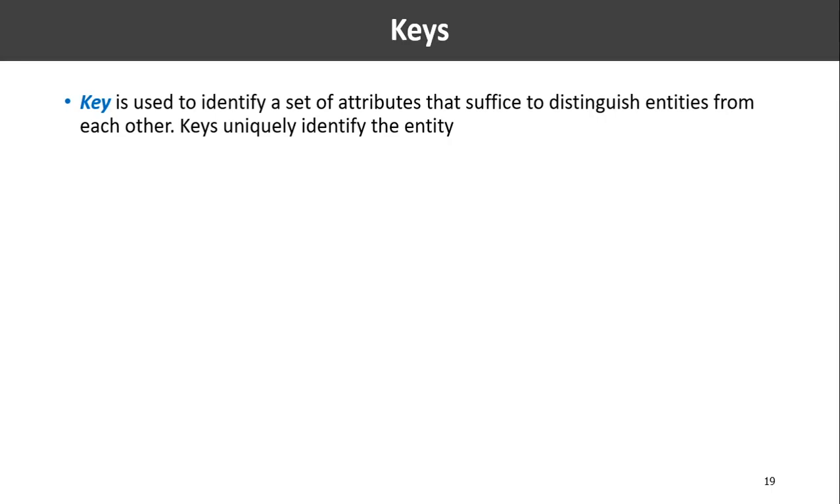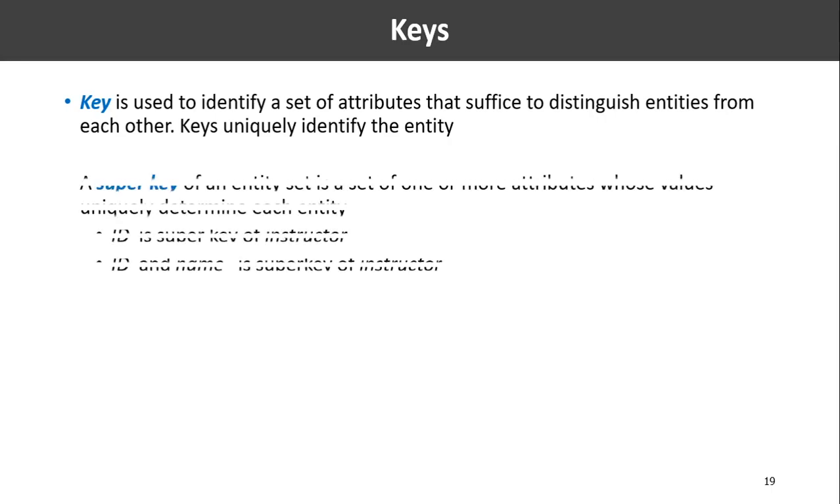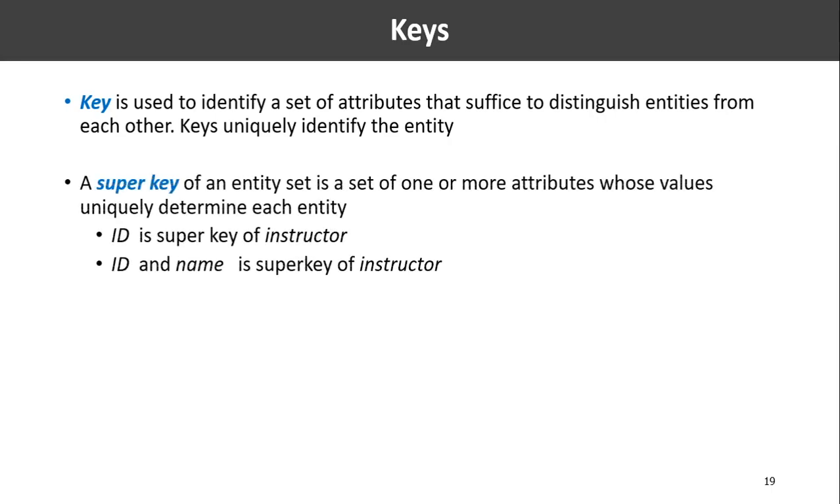Or we may say that keys uniquely identify the entities. So to distinguish the entities from one another, we need to have some kind of unique identity for every entity that is stored in an entity set, and this attribute or set of attributes is known as the key. As I stated, we have various different kinds of keys, and one by one I am going to introduce these different kinds of keys.